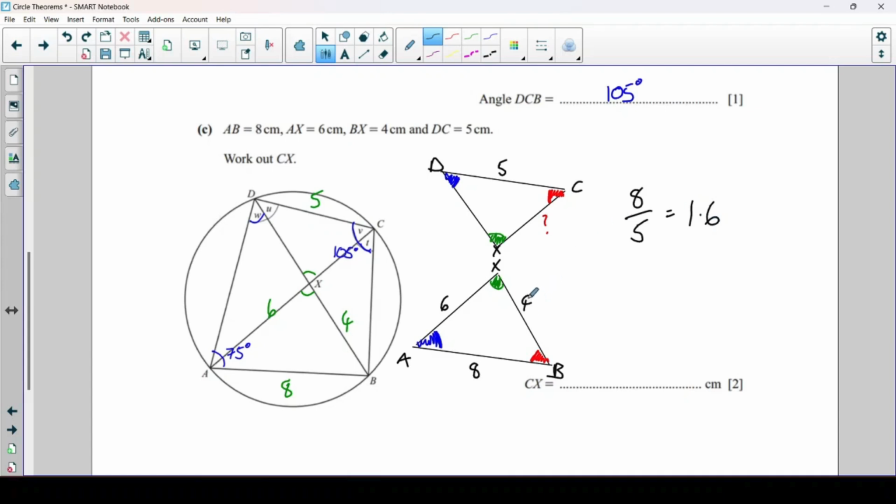Now I'm going from the bigger triangle to the smaller one, so I don't want to multiply by 1.6, I want to divide by 1.6. So I'm going to do 4 divided by 1.6, or 4 divided by 8 over 5. If you were going to do that, you'd need to remember to keep flip change for dividing the fractions. And I get 2.5 centimetres.